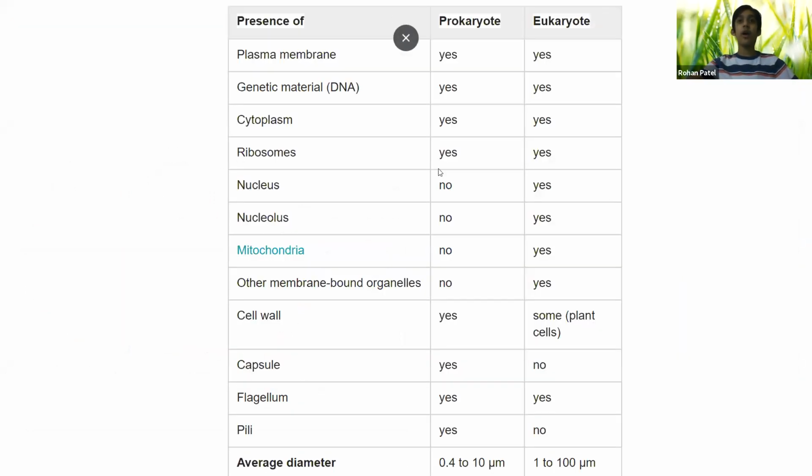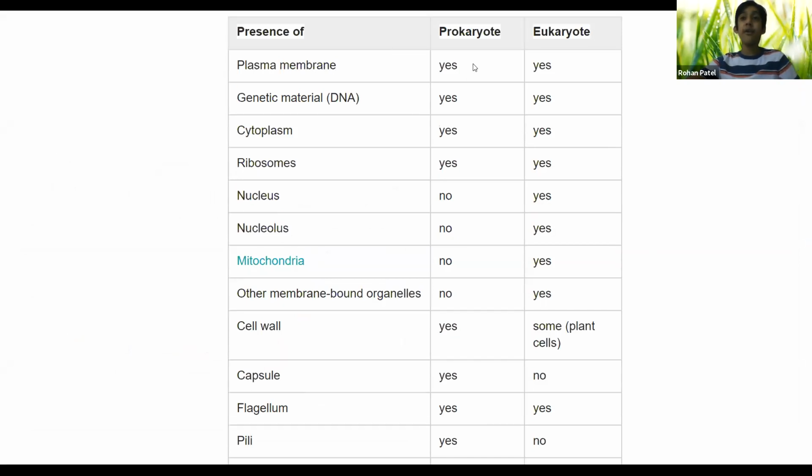So here are our differences. Is the plasma membrane in prokaryotic or eukaryotic cells? They're in both. DNA is in both. Cytoplasm is in both, and ribosomes are in both. So the ones that are in both, I'm going to do in a bluish color. So both plasma membrane, DNA, cytoplasm, and our ribosome.